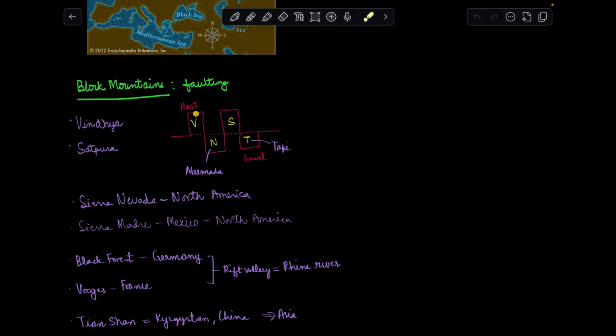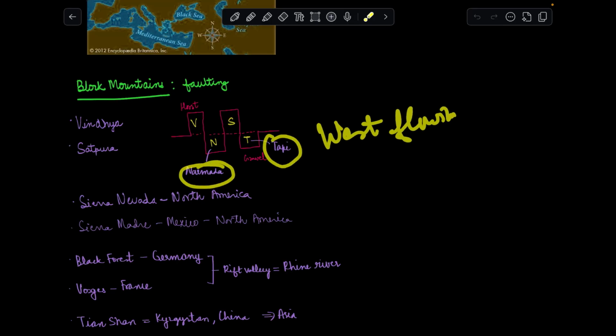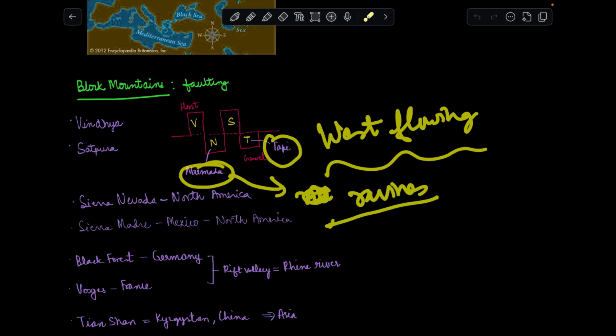This is a representation of Vindhya and Satpura. Vindhya and Satpura are also block mountains. In the graben between Vindhya and Satpura, there is the Narmada river, and after Satpura there is the Tapi river, which flows. Both of these are west flowing rivers, and these are in the ravines, like the Chambal ravines.